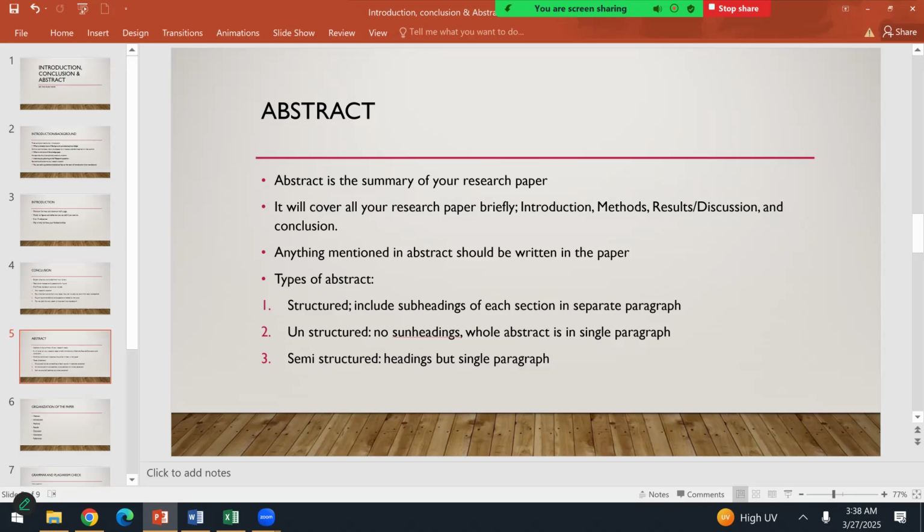So there are 3 types of abstract. One is structured abstract, in which you give the heading of your introduction and background, and then you write about it. Then you give the heading of method section, and you write about it. Then you give the heading of results and discussion section. And in unstructured abstract, they just write one simple paragraph and there are no headings. And then there's semi-structured, in which there are headings, but they are not in different paragraphs, they are in the same paragraph. So let's see about the abstract.